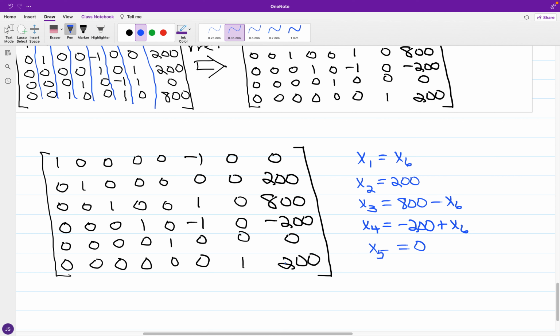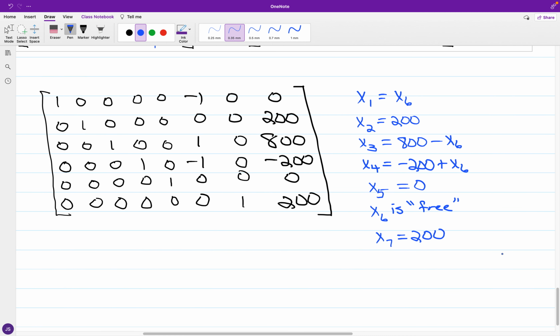And if you notice, we have x of 1, x of 2, x of 3, x of 4, x of 5, but we don't have an x of 6. So x of 6 is one of those free variable terms. And finally, we have x of 7 is equal to 200. So in this case, x of 6 is the only free variable. So we have x of 6 is equal to t.